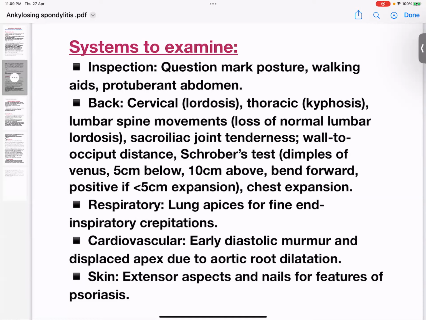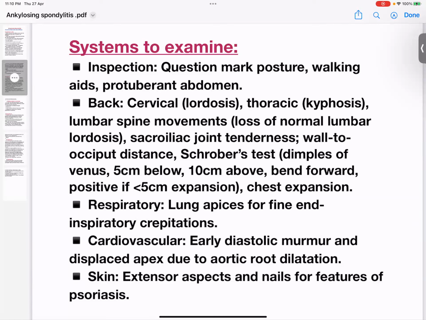And in those patients, you will find ankylosing spondylitis. Any rheumatological case, expect the presence of pulmonary fibrosis. So you'll find end-inspiratory respiratory crackles, which are fixed, not changing with coughing. Cardiovascular: early diastolic murmur and displaced apex due to aortic root dilatation. So the murmur in the heart is related to aortic regurgitation. In aortic regurgitation, you will find an early diastolic murmur.